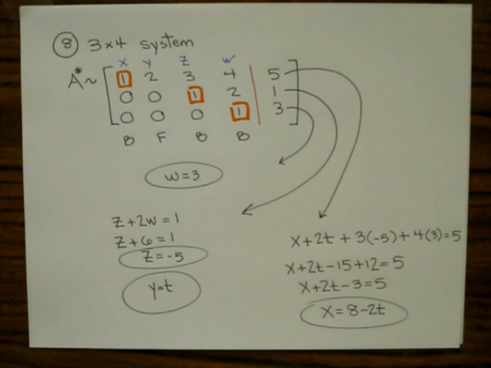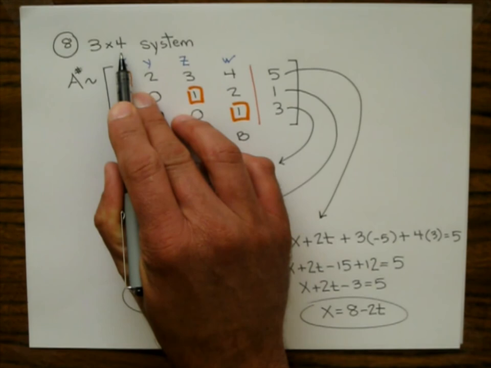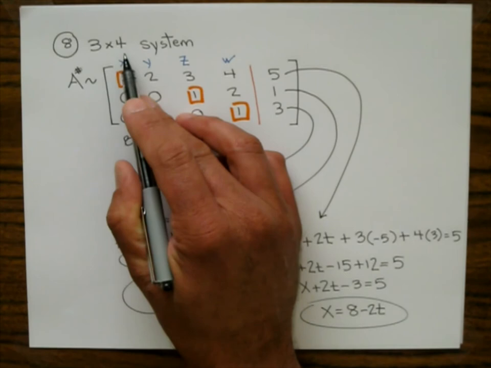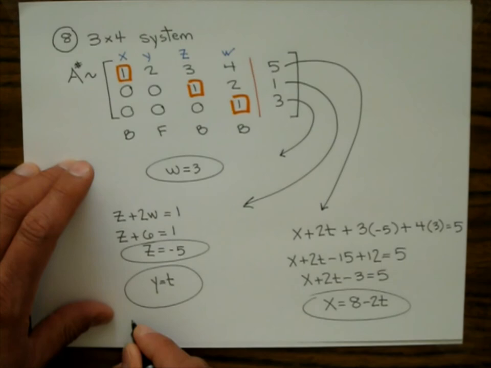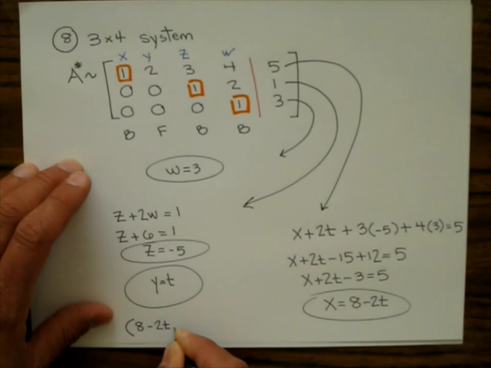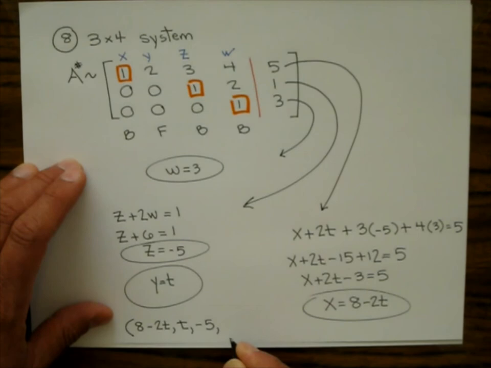So what do we have here? Since we have four variables, this is the first time we have four variables, it's not going to be an ordered triple, it's going to be an ordered quadruple or a four-tuple. And so my four-tuple is going to look like x. Okay, so I have room here. I'm going to start off with x, 8 minus 2t, and then the y is t, and the z is negative 5, and the w is 3.